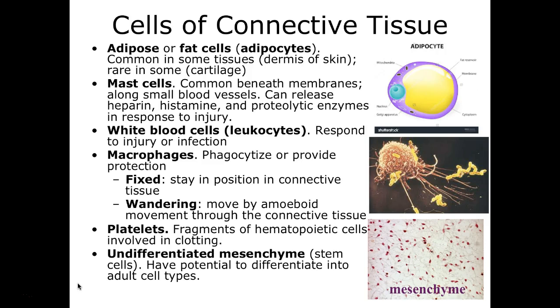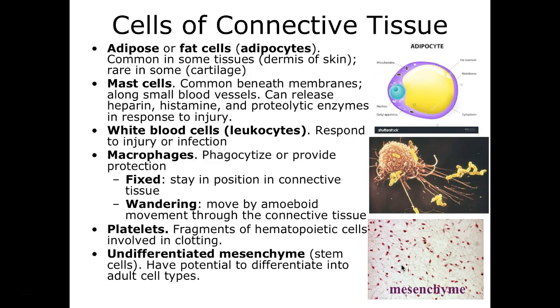And the last one we're going to mention here are undifferentiated mesenchyme. These are going to be stem cells. You see a picture of them right over here. They almost look like little sperm cells, but if you look up close to them, they don't have only one tail. They're actually kind of star-like and stretch out in different directions. They have the potential to differentiate into any adult cell type.